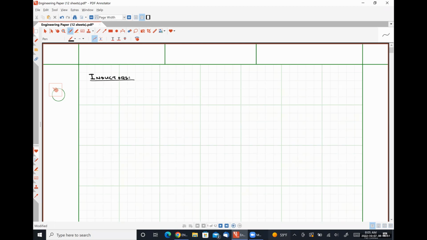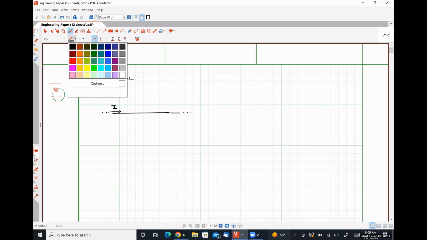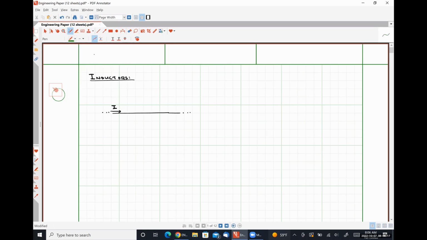Okay. So a little bit of background, if we have a wire, and this wire is carrying some current, I, then what we will observe is that a magnetic field will wrap around the wire. And the direction of that magnetic field is given by what's called the right-hand rule.